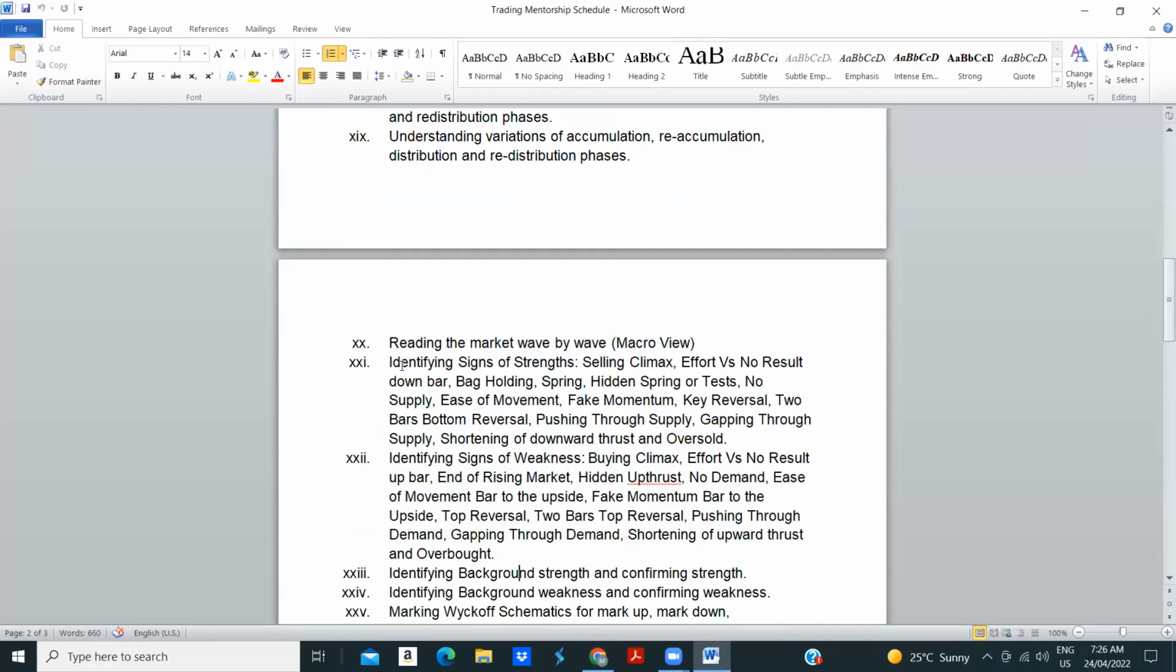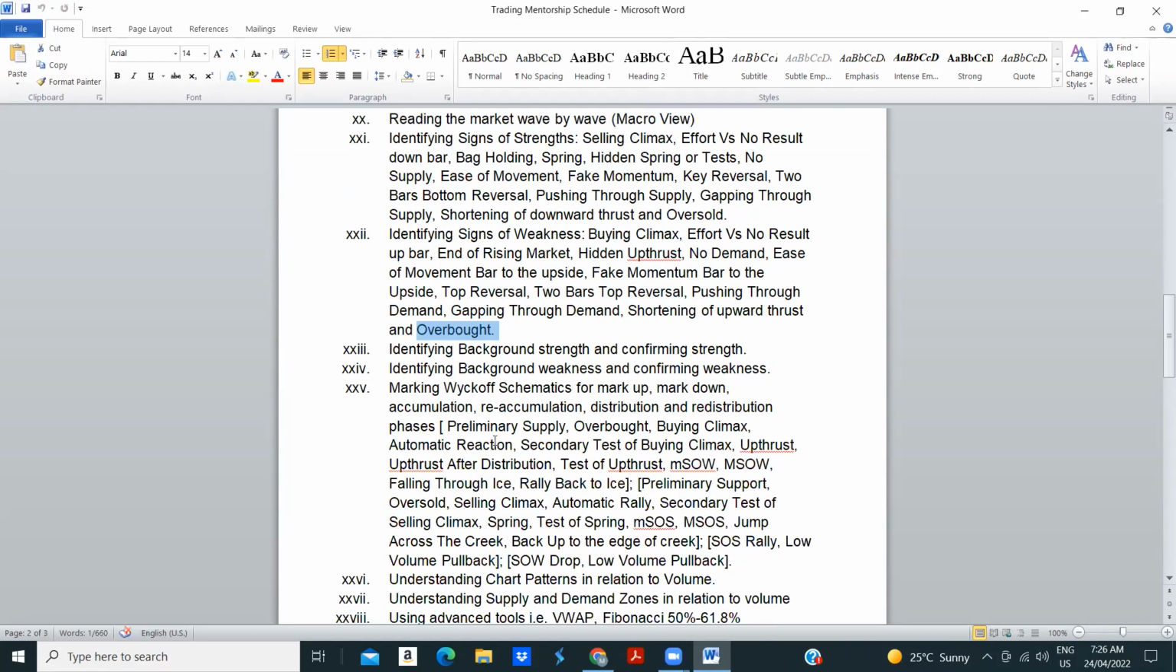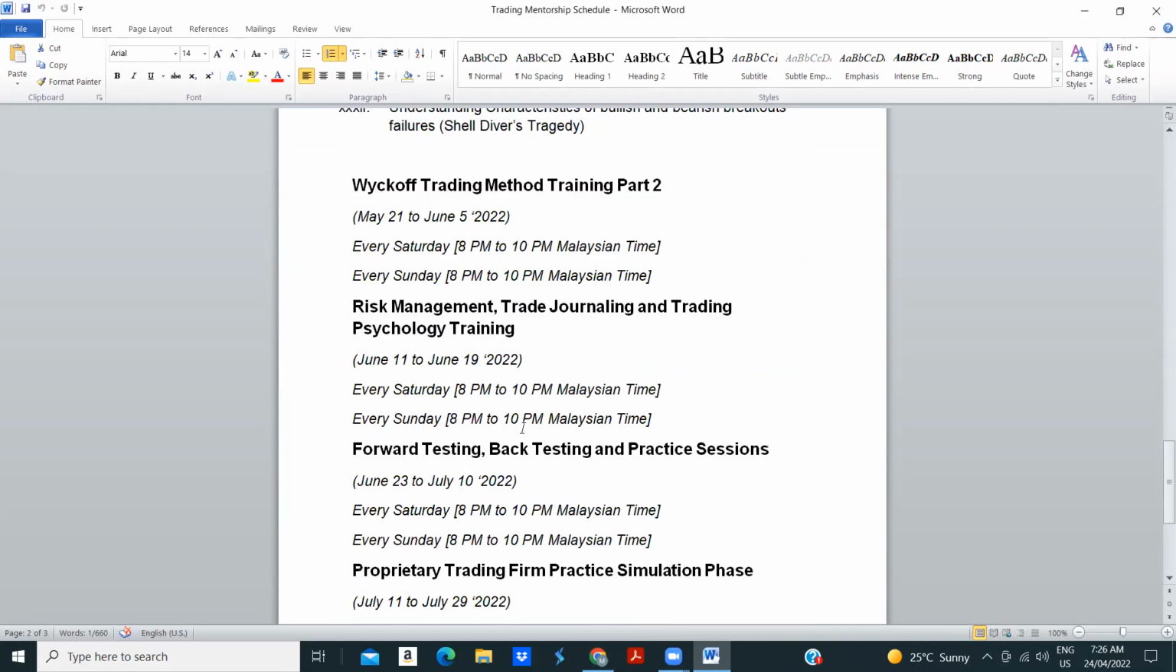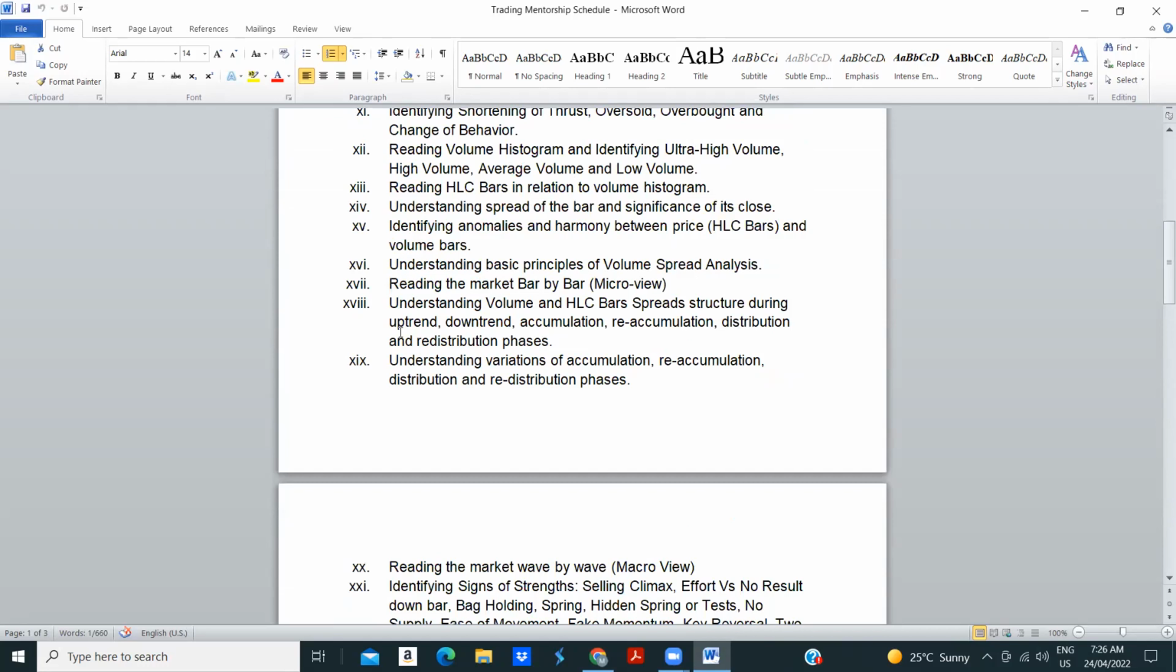Because this is the main part now. Selling climax, buying climax, shortening of the upward thrust, overbought, oversold. I think I've already told you, gapping through demand. So these are some of the bars and terms which you need to learn. And then now we are actually moving to the Wyckoff deeply, and I will show you how to combine everything in a structure in the Wyckoff. There are a total of 32 learning outcomes. We have done 20, so more than half is already covered.